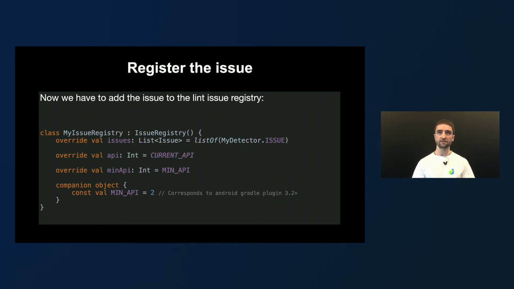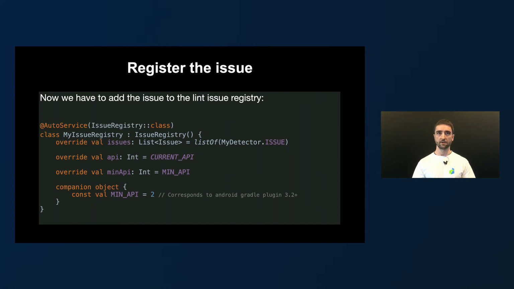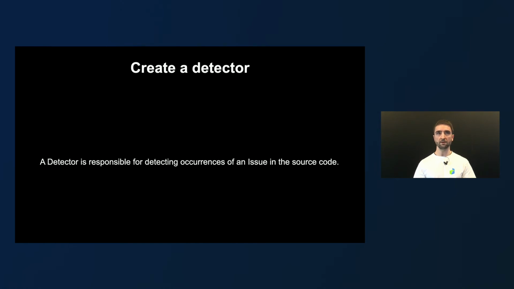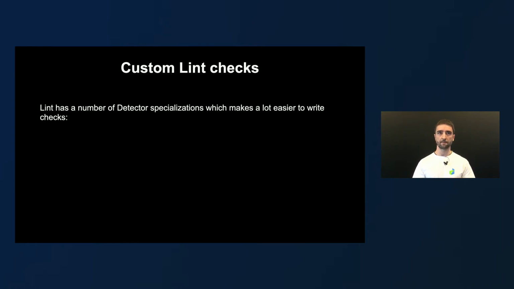Now that we declare an issue, we have to register it, adding it to the list of issues. In this case, our My Detector only detects one issue. Note that we're using AutoService to load our registry into the Lint jar, so Lint can locate our issues and run the corresponding detector. So now that we declare our issue, we need a detector to find it. A detector is responsible for detecting occurrences of an issue in the source code.